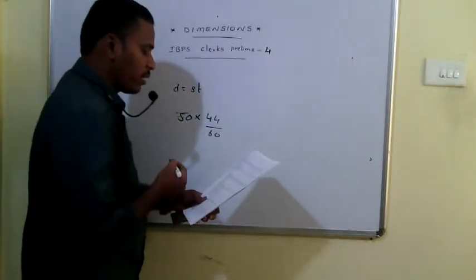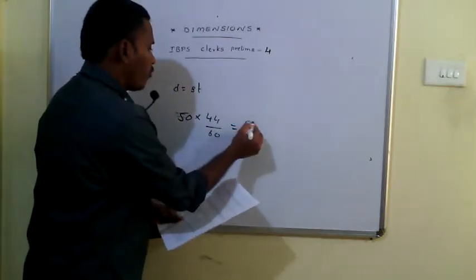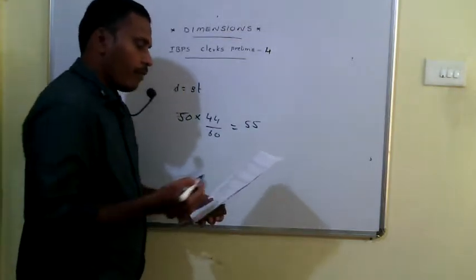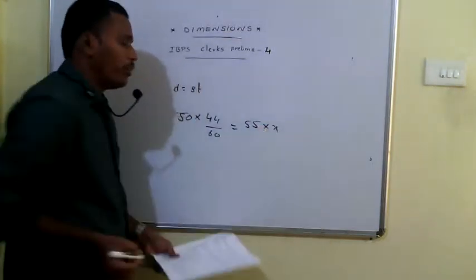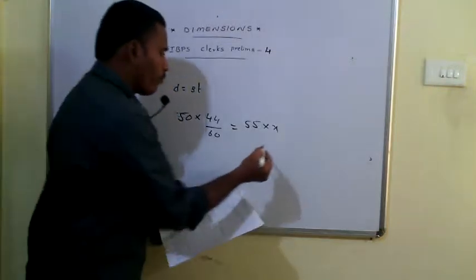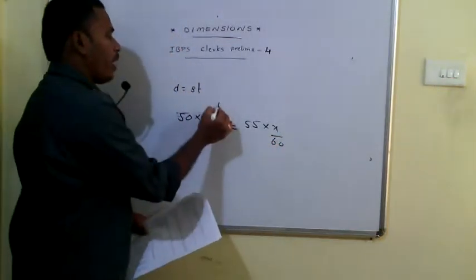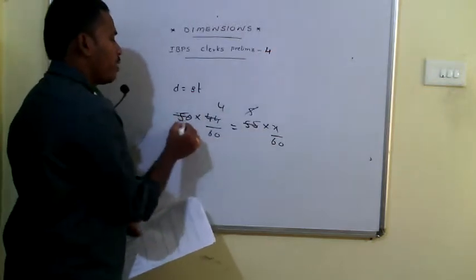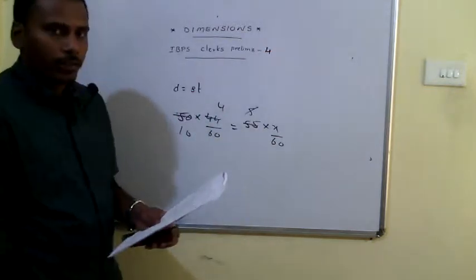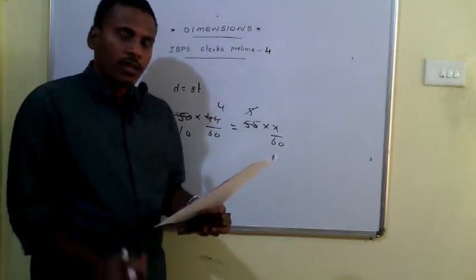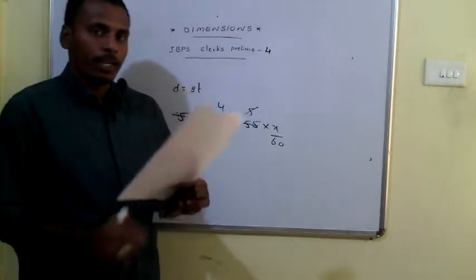Whereas in the second case, the speed is increased by 5. So 50 plus 5 is 55, and we need to calculate the time taken. In both the cases, the distance is the same. In terms of minutes, the time taken is x by 60 hours. So 60 will get cancelled. 11 fours, 11 fives, 5 tens, x is 40. So 40 minutes is required for the journey if the speed is increased by 5 kilometers per hour.